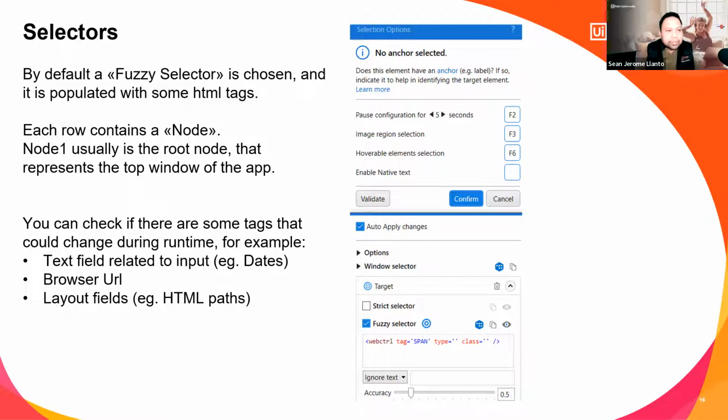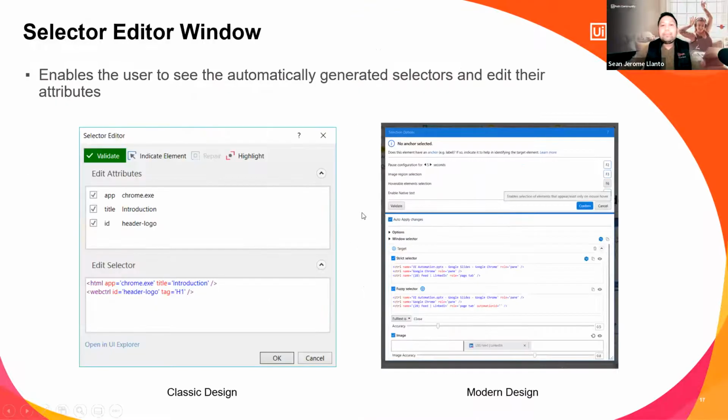I was mentioning earlier that some selectors change, and these selectors would look the same but would have just minor tweaks that have to be done. Maybe the browser URL, the layouts, or certain dates being shown in those selectors. That is where we can make the change to make it generic or even specific as well. So this is how the selector editor window looks.